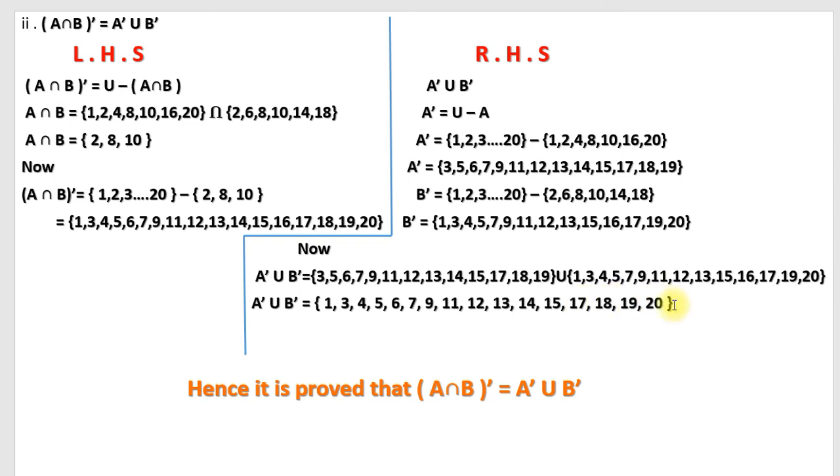Now students, look at the answer of left hand side and look at the answer of right hand side. Both answers are same. So hence it is proved that complement of A intersection B is equal to A complement union B complement. So both sides answer should come same. Is it clear?